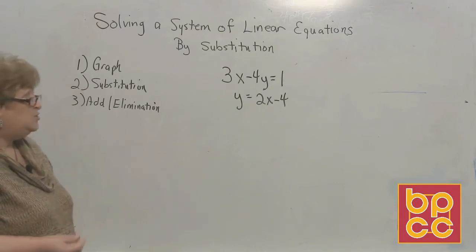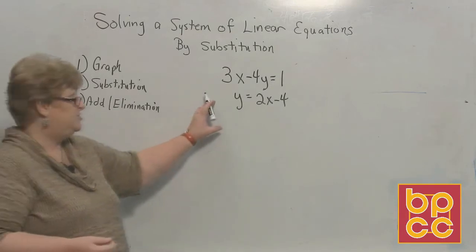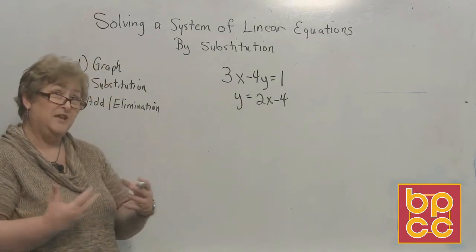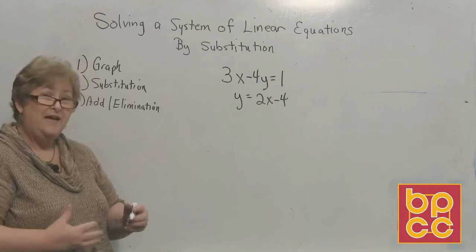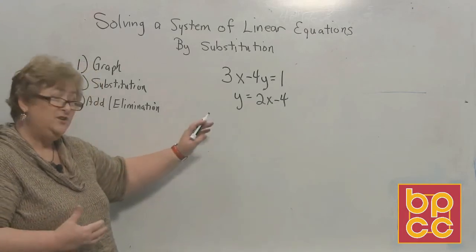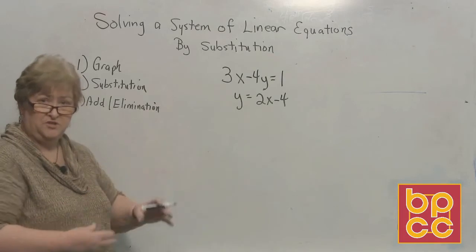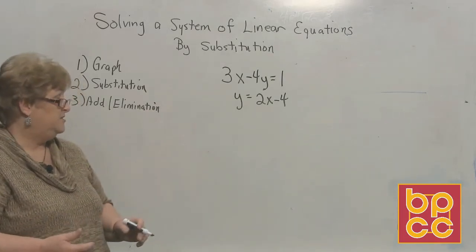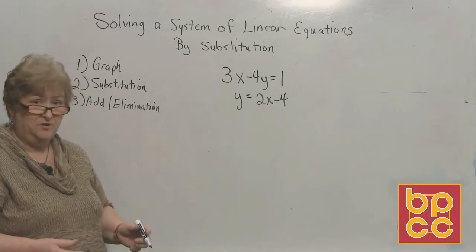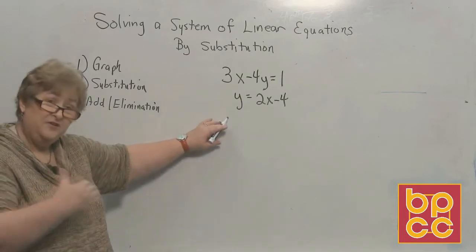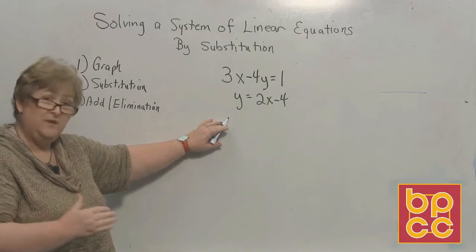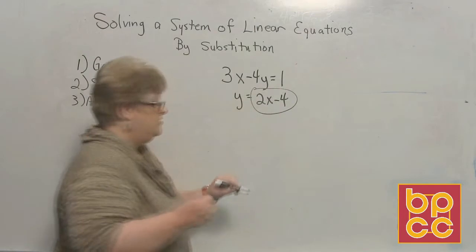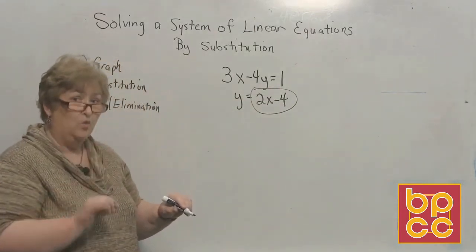So as we do substitution, you see that we have 2 linear equations. In order to play substitution, you have to be given an equation set up as either x is equal to something or y is equal to something. So in this case, the author of the textbook that I'm using said that y is equal to 2x minus 4. So I'm going to circle this, and from now on, y will no longer be called y.